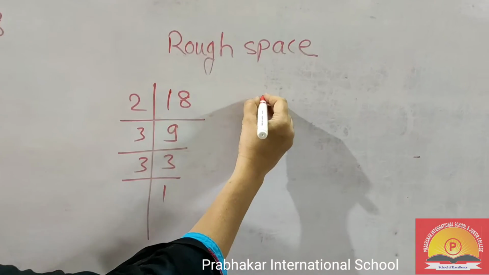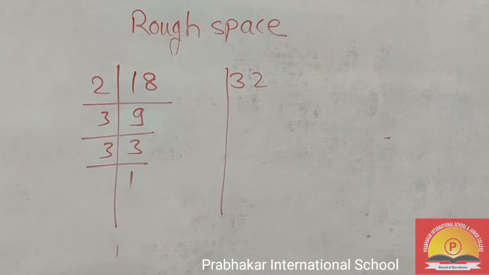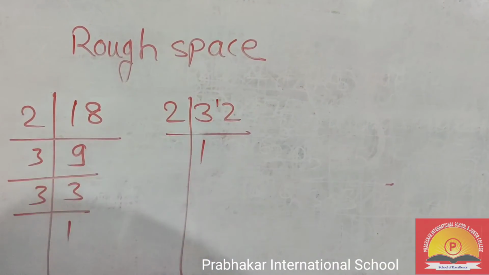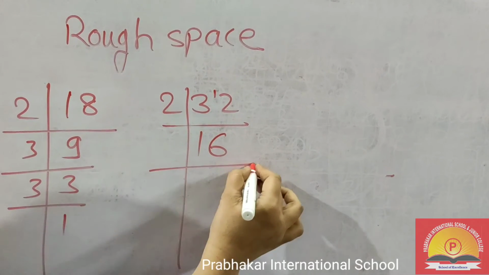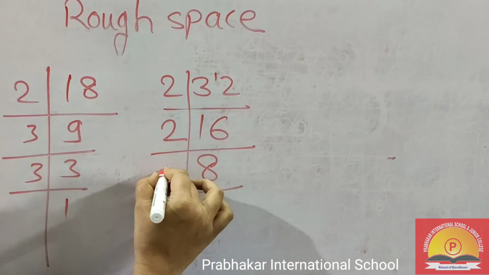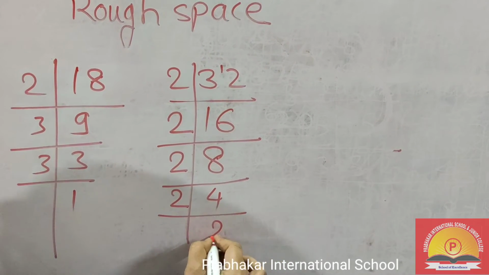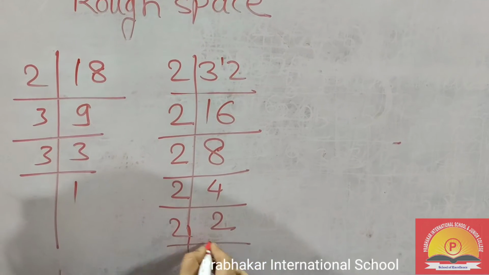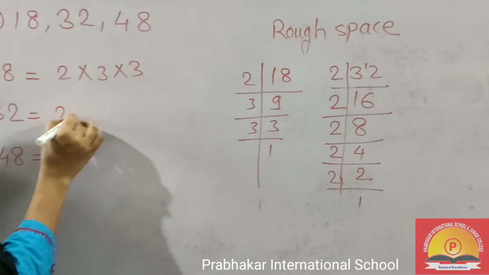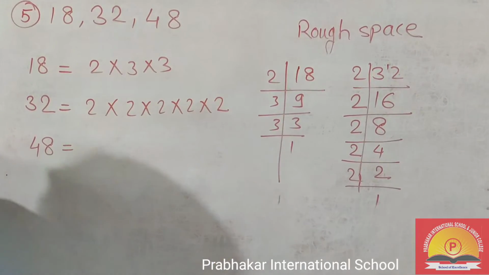Now 32. Again this is an even number. Okay. Divide it by 2. 2 ones are 2. 1 carry over. 2 6s are 12. 2 8s are 16. 2 4s are 8. 2 2s are 4 and 2 1s are 2. So prime factors of 32 are 2 into 2 into 2 into 2 into 2.